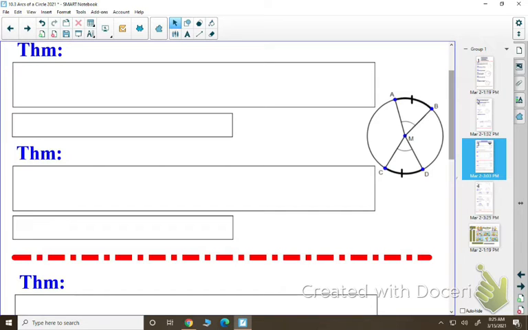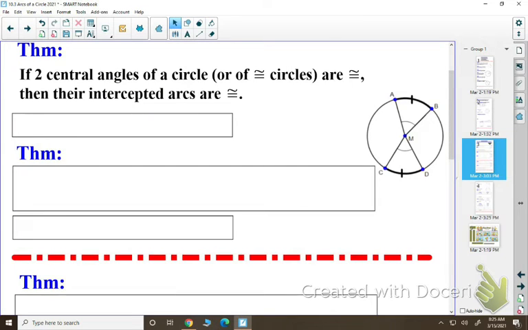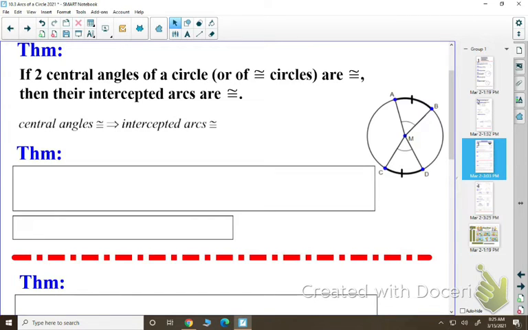Okay, so this first one is going to talk about how central angles and arcs are related. So it says if two central angles of a circle or of congruent circles are congruent, then their intercepted arcs are congruent. So again, if the central angles are congruent, the arcs are congruent. So in this picture, if I was looking for a shorter way to write it, I would say if the central angles are congruent, then the intercepted arcs are congruent.